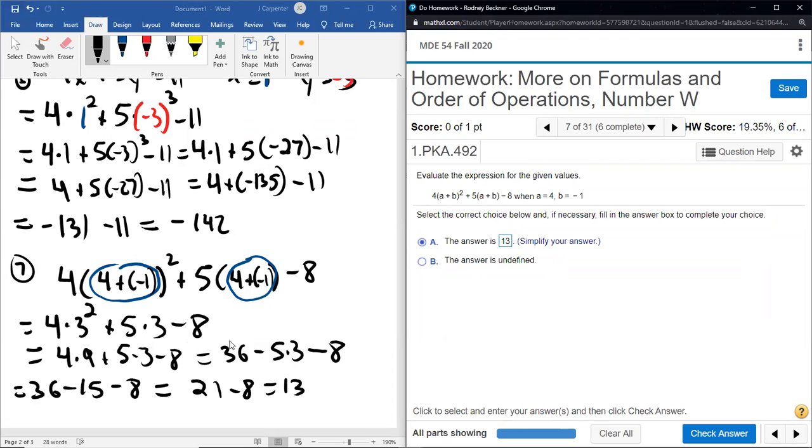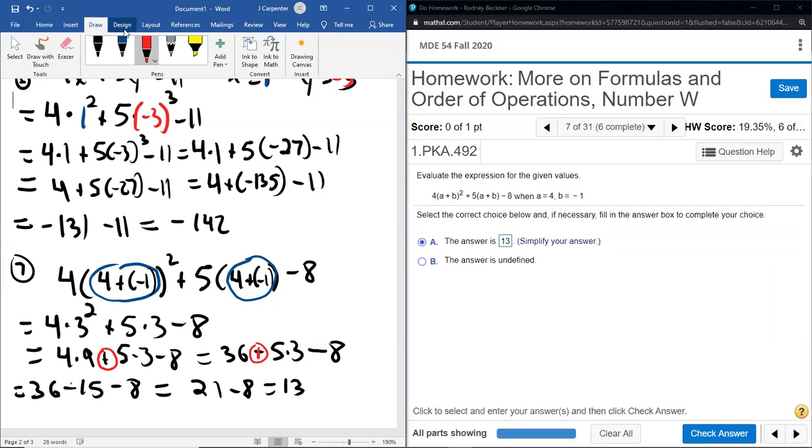Do we see the mistake yet? Come on, I see it. I mean, I knew where it was. I did it intentionally. It's right here. This was 4 times 9 plus 5 times 3, but then we switched it to a subtraction. So what we got to do is fix that to a plus. So let's make that a plus. So that should be a plus 15.